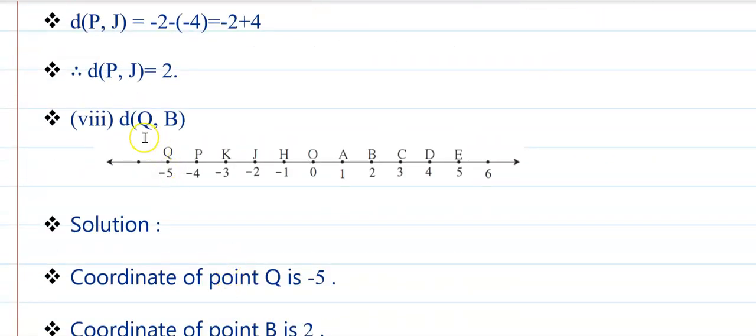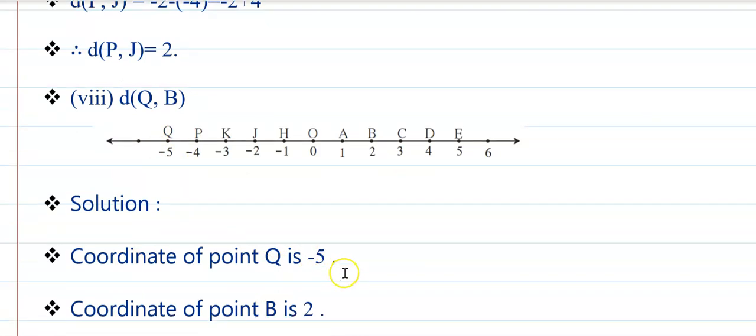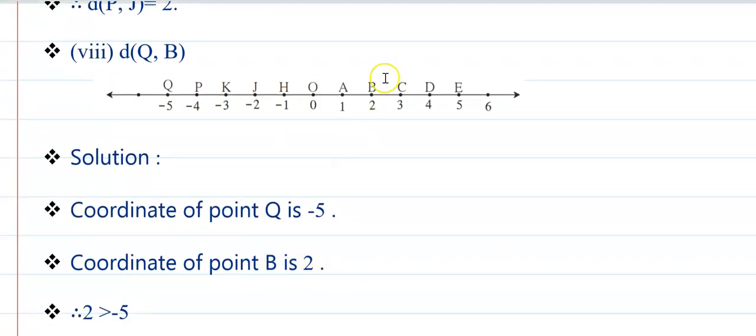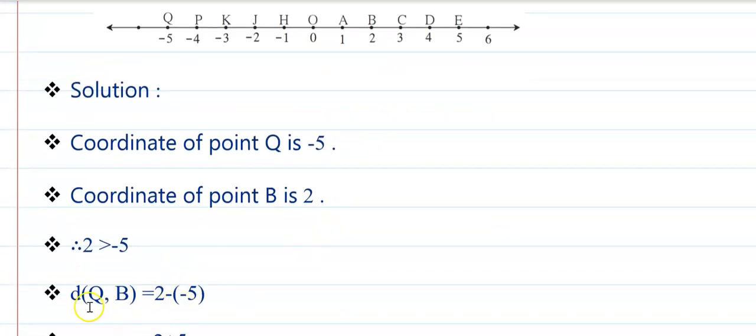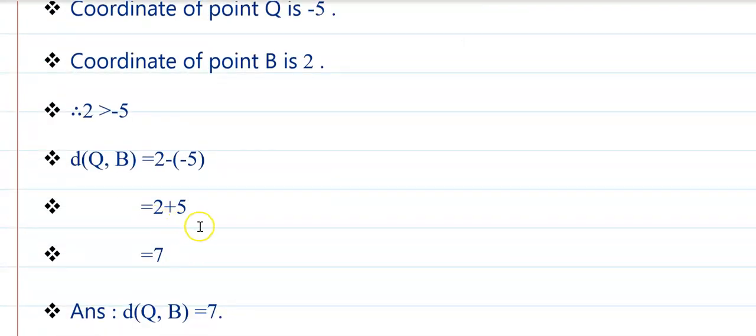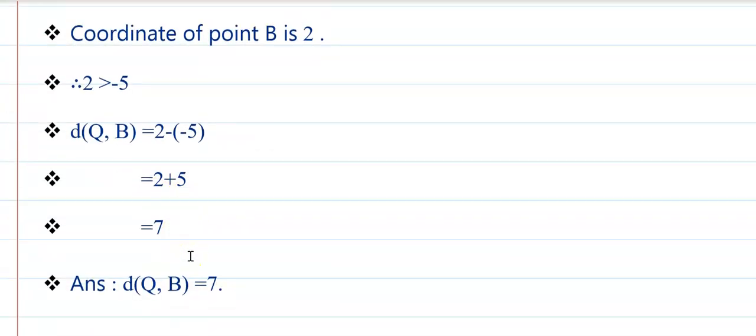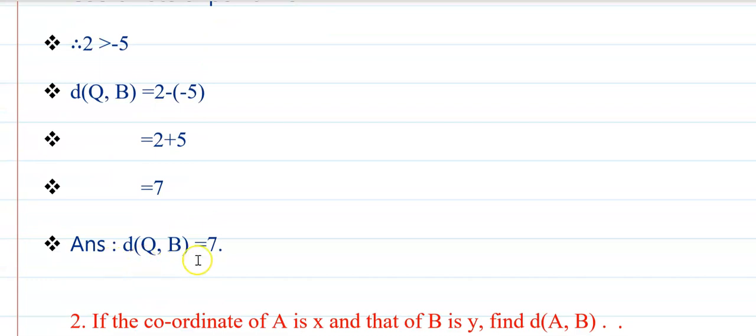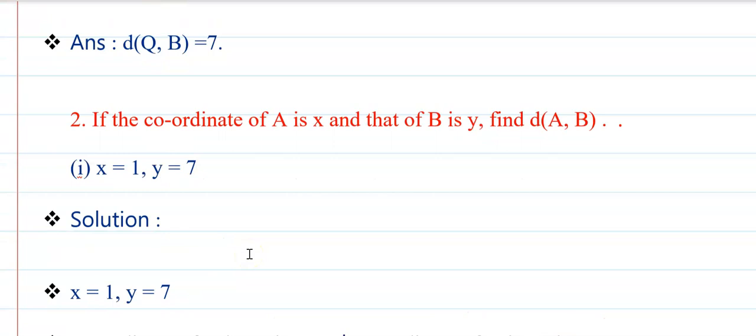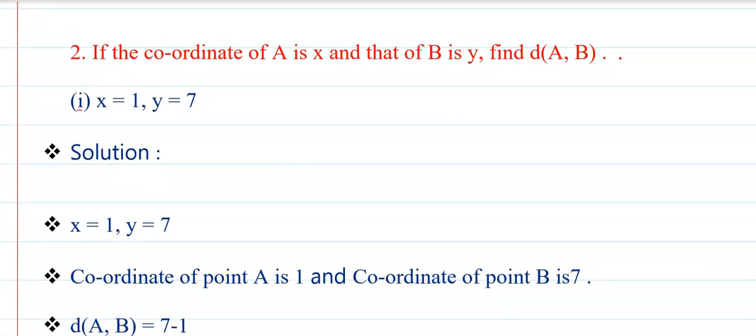And the next, distance QB. Now the point Q denotes minus 5 and B denotes 2. Therefore 2 is greater than minus 5, and that's why distance QB is equal to 2 minus in bracket minus 5. That is 2 plus 5 and that is equal to 7, and that's why the distance QB is equal to 7. Now we'll start question number 2.